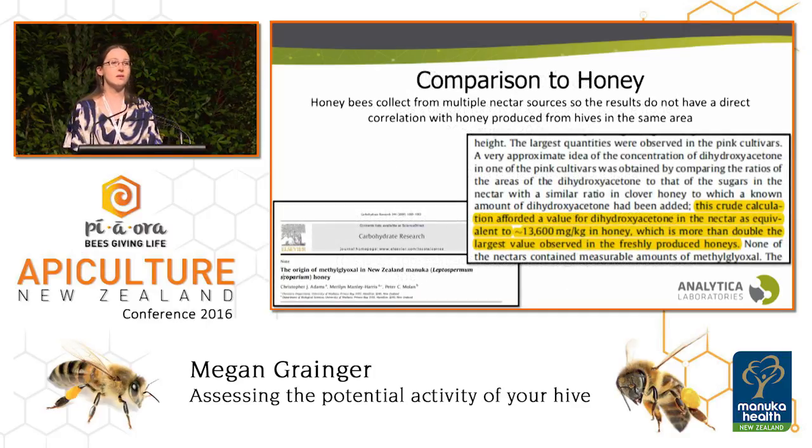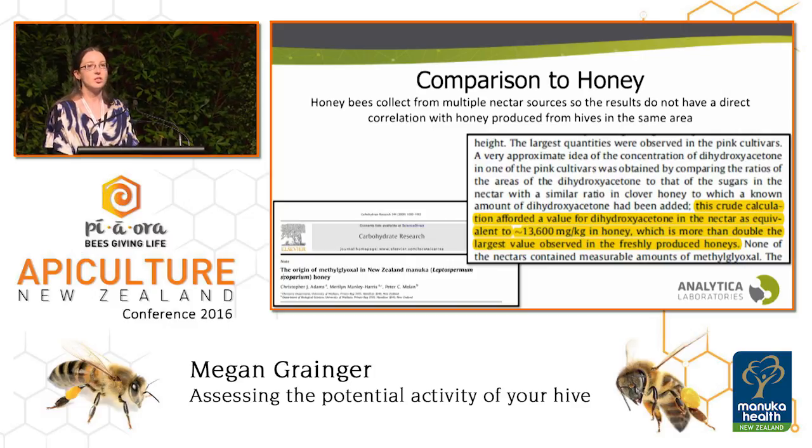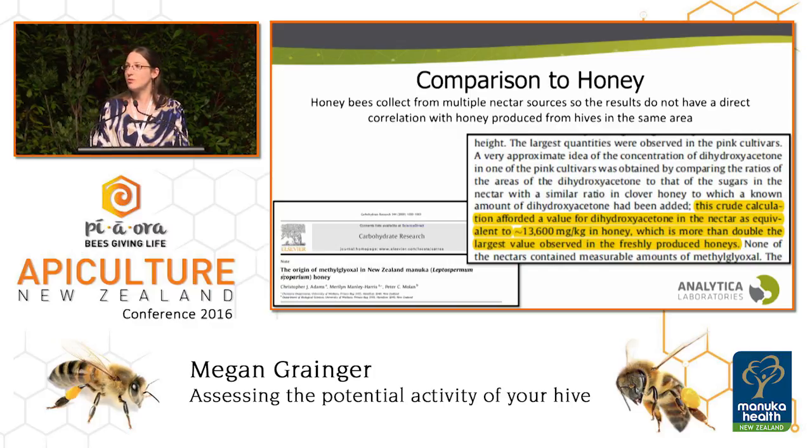So in 2009, an article was published by Adams, Manley-Harris, and Molan, who took their highest pink nectar and converted this to a crude calculation for what you'd find in the honey based on this sample alone. And they found that it was 13,600 milligrams per kg. So all of us here would know that this is a lot higher than what you would actually find in a real honey.